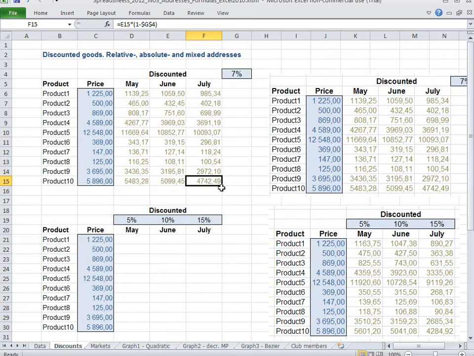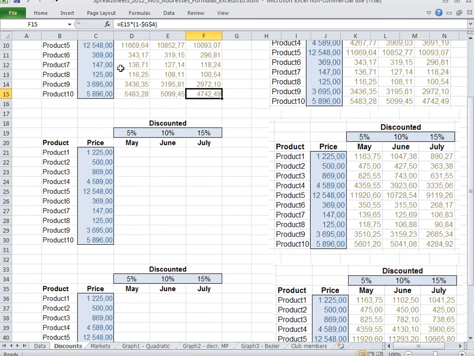Now our next assignment is a tad different. What we want to do is still discount the prices, and we still have 10 products, but this time we have different discount percentages. So in May we want to discount the initial price by 5%, and in June we want to discount the May's price by 10%. So in other words, the discount percentage is going to be different.